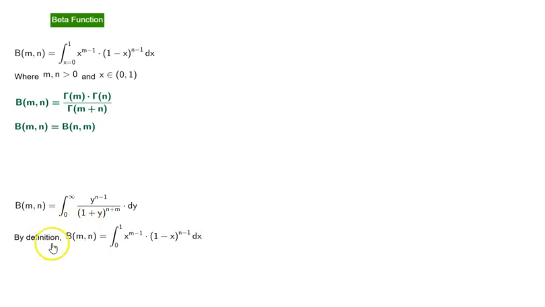So again, we start with the definition. Beta of m comma n is equal to the integral 0 to 1 of x to the power of m minus 1 times 1 minus x to the power of n minus 1 dx. Now we carry out the substitution. x is equal to 1 by 1 plus y. And differentiating it, we get dx is equal to minus 1 by 1 plus y square dy.